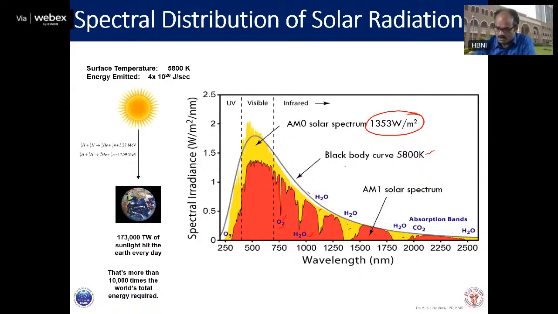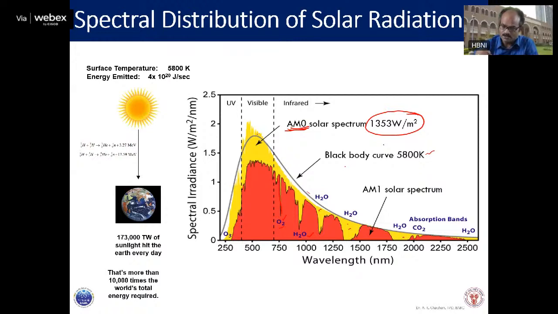However, when you come down at the earth, it is actually much lower. So the spectrum at the outer surface of the atmosphere is called AM0. And so the solar spectrum, in photovoltaic measurements, is defined like AM and then a certain number. So this AM is actually air mass, and 0 is this number.